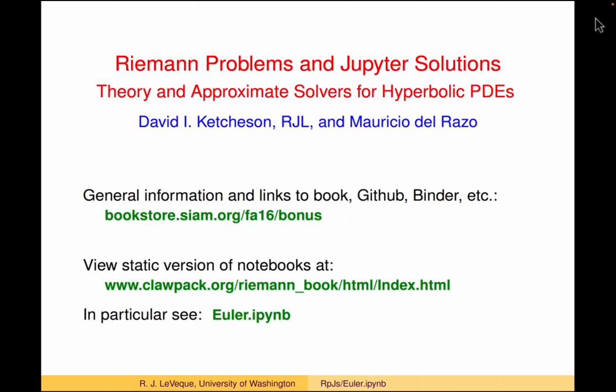There's a notebook in our Riemann Problems in Jupyter Solutions book on the Euler equations that has some more examples of Riemann solutions and widgets that you can use to play around with what the solution looks like, for example. So I recommend taking a look at that as well.